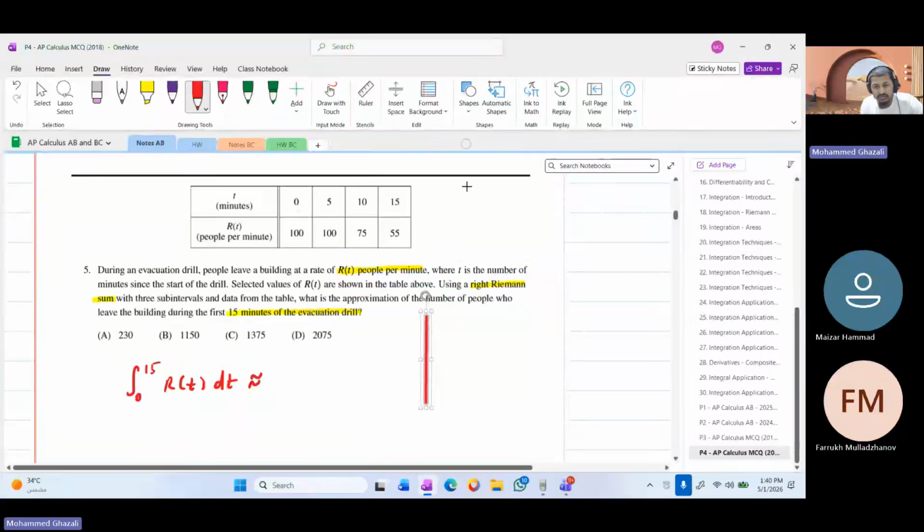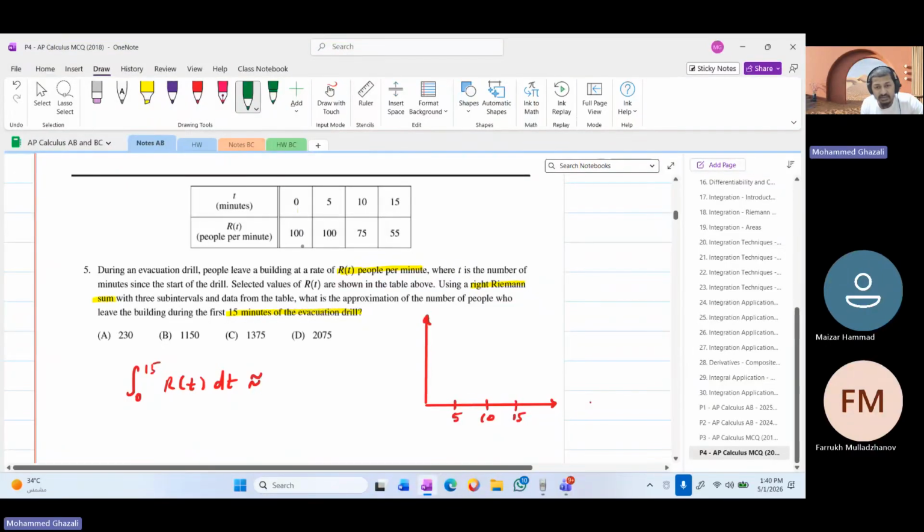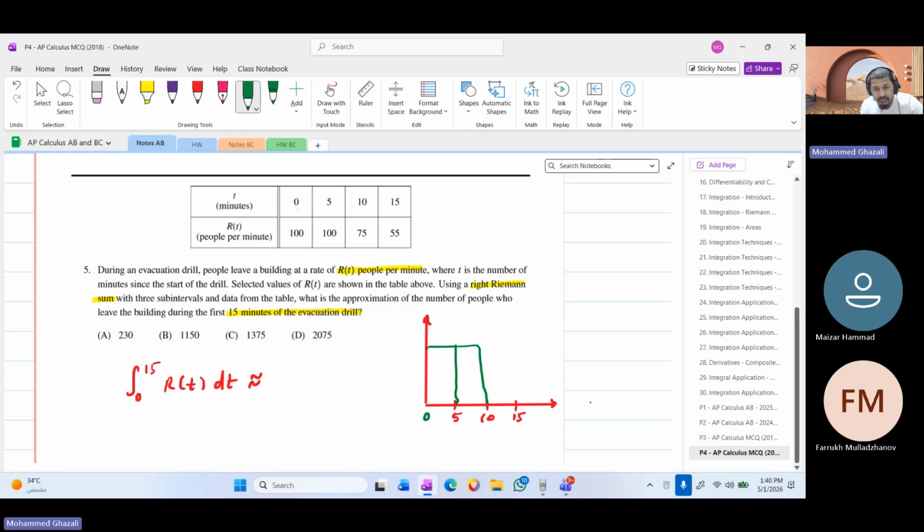Because you need to understand what you are doing, right? So obviously there's 0, 5, 10, 15, 0, 5, 10, and 15. You can see you have equal widths of the rectangle. The first one is 100, right? The second one is also 100. Actually, at 0 it is evaluated at 100.